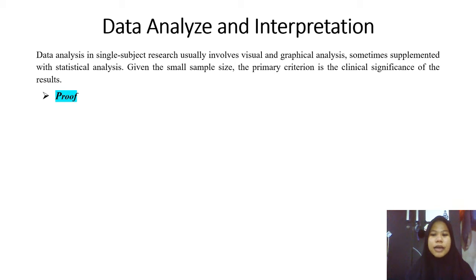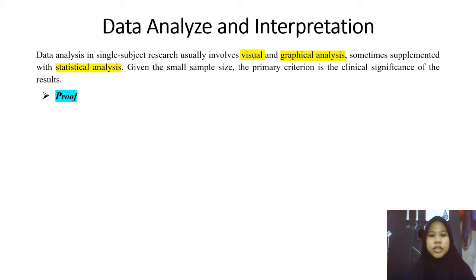Data analysis and interpretation when using single subject experimental research. Data analysis in single subject experimental research usually involves visual and graphical analysis, sometimes supplemented with statistical analysis. Given the small sample size, the primary criterion is the clinical significance of the result.